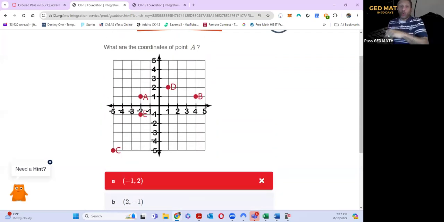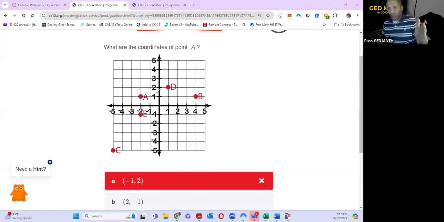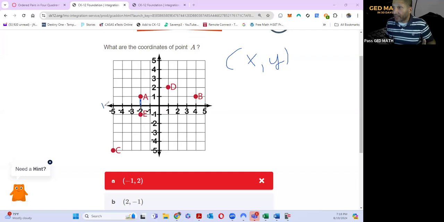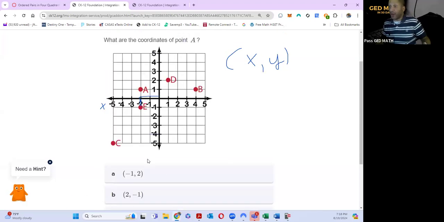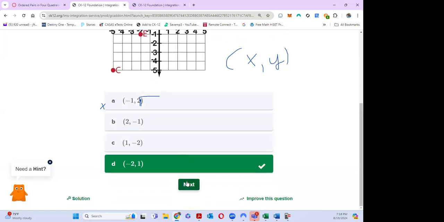What you should be doing, and this is why I say stuff may take you 2 years, is because you're not going through the steps. Ordered pair, X before Y. Right. I'm sorry. Yeah. My X is -2. Come down to my Y. My Y is 1. So now that's easy. -2, 1. So now you come back, you try again, -2, 1. Bam, check it.